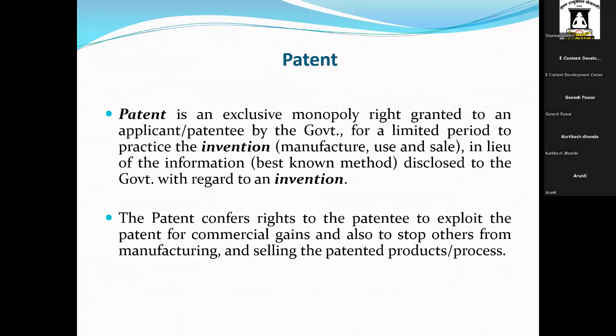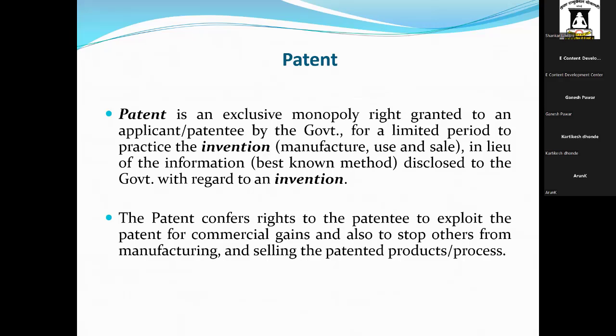So let us discuss patent first. Patent is an exclusive monopoly right granted to an applicant, the patentee, by the government for a limited period for the invention's manufacture, use, and sale, in view of the information and known methods disclosed to the government with regard to the invention. So the government will patent this invention. We'll see what process you have followed.